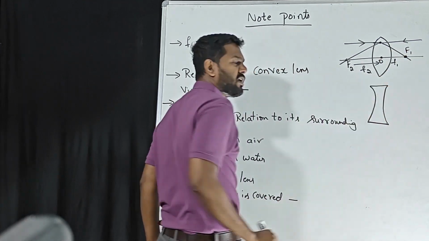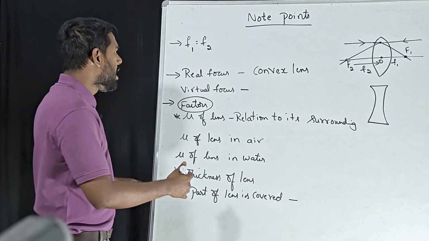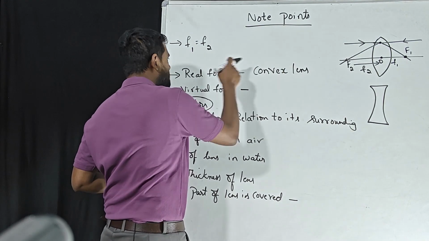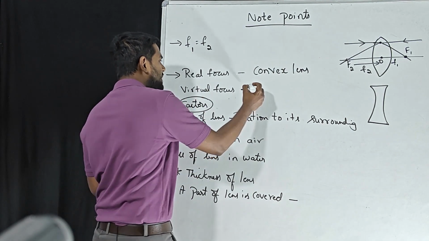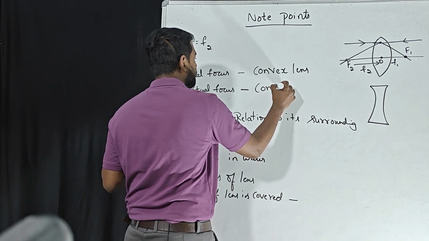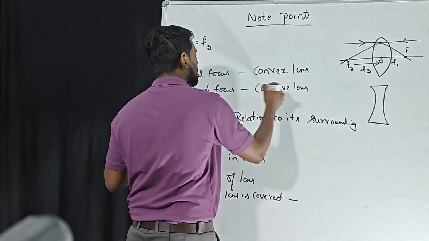That point is called the focus, that we can see. That is why in a convex lens we can get a real focus, but a virtual focus is in a concave lens. What do you mean by virtual focus?